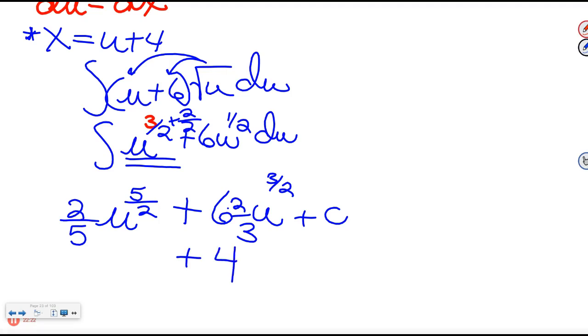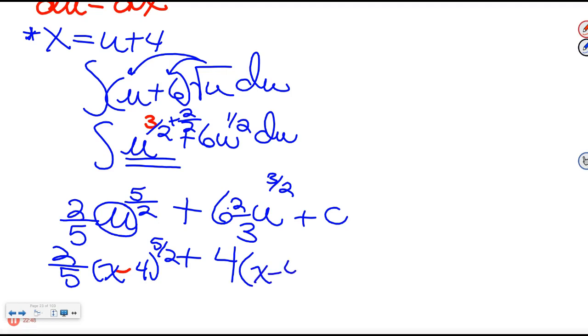Yep, so she's seen that would become a 4. And then what else am I going to do? It's almost done. I actually have to get that out of there. Who was my u? There we go. So it'd be 2/5 of x minus 4 to the 5 halves plus 4 times x minus 4 to the 3 halves plus C. What do you think of that one? Would you be able to do one like that, Savannah, you think?